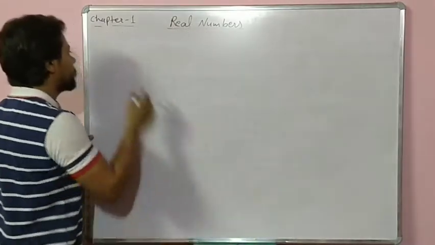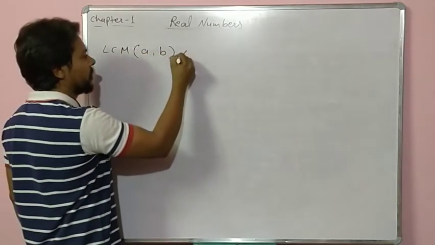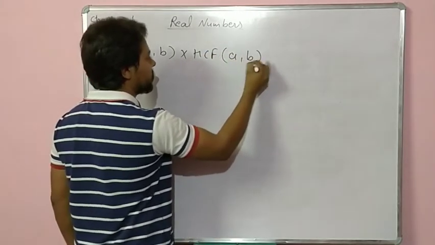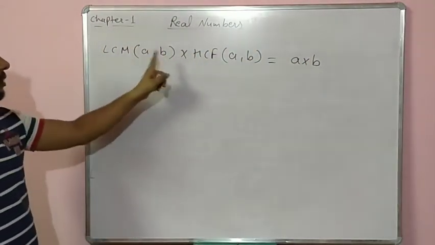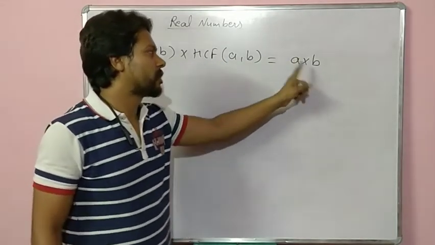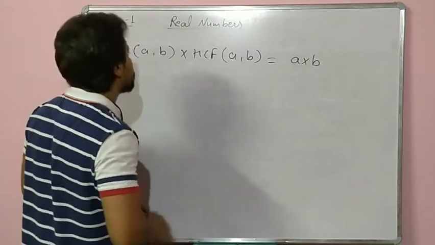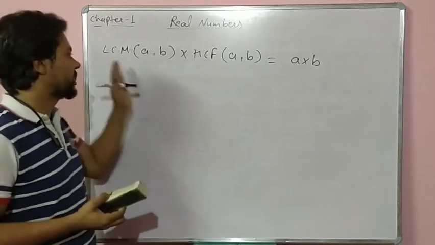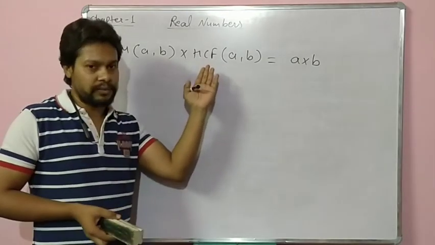What is it? LCM of two numbers A and B multiplied by HCF of A and B gives you the product of the two numbers, A and B itself. That is the relation you can use in particular problems. Like if you have been given two numbers and their HCF and you have been asked to find the LCM, directly using this relation you can find the LCM. If the LCM is given and you have been asked for the HCF, you can find the HCF.